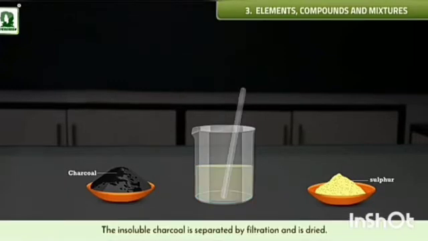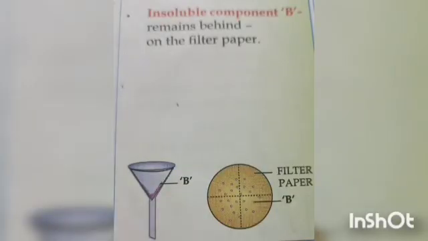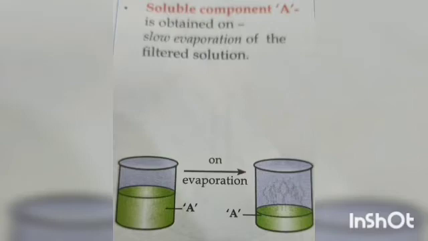Then this solution is filtered, and the insoluble charcoal is separated by filtration and dried. You will get this charcoal on the filter paper, and then it is dried and you can separate it. Next, the soluble component is obtained on slow evaporation of the filtered solution. When you evaporate, all the carbon disulfide is separated out, and only sulfur is left behind. In this way you can separate charcoal from sulfur.